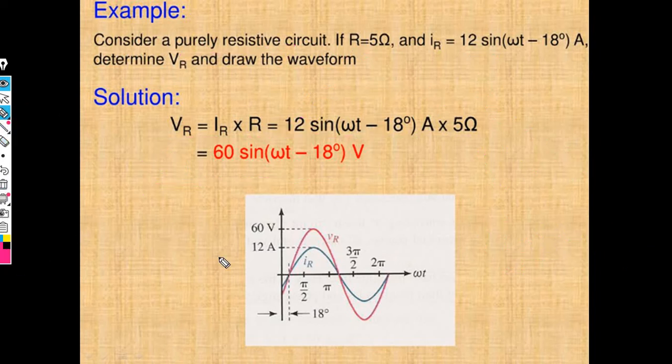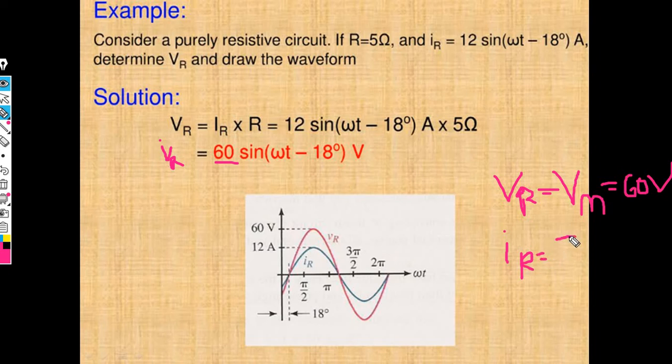Okay, now the first waveform, that is VR, is equal to the maximum voltage Vm, and Vm is 60 volt. Also the current, that is IR, is equal to Im, which is given here as 12 ampere.